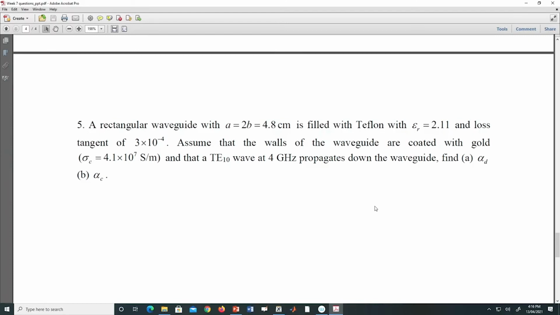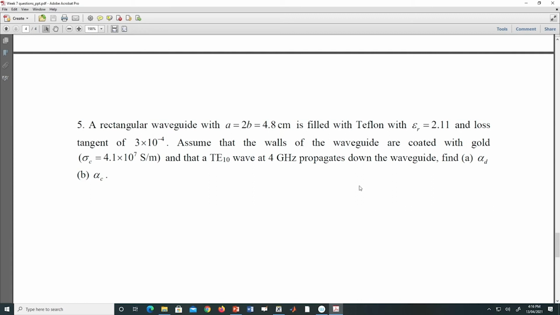So that has finite conductivity, that is 4.1 into 10 to the power 7 per meter, and a TE10 wave at 4 gigahertz propagates down the waveguide. A TE10 wave means a wave is propagating inside the waveguide at 4 gigahertz. So find alpha d and alpha c, the attenuation in this case.